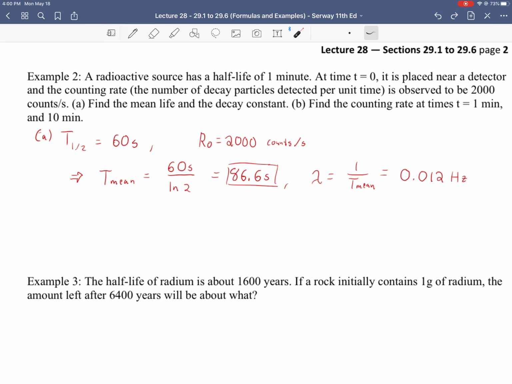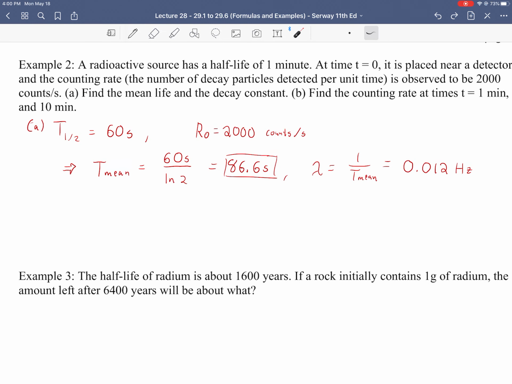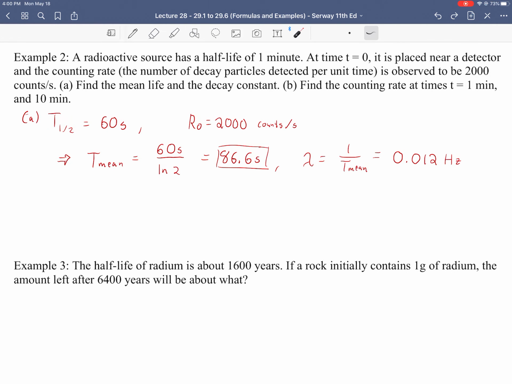Okay, all right, so I already started showing the steps here, but I wanted to talk about example 2. In example 2, we have a radioactive source that has a half-life of 1 minute. At time t equals 0, it is placed near a detector, and the counting rate, the number of decay particles detected per unit time, is observed to be 2,000 counts per second. So there's an example where I don't give you the units in terms of Curie or becquerels or anything. I just tell you it's 2,000 counts per second, but that's sufficient.